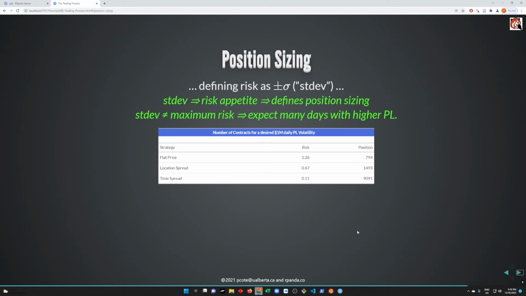So if we had $1 million of risk appetite, through simple mathematics we can convert this to how many contracts, in terms of position size, would be consistent with plus or minus $1 million as daily P&L volatility. You can see a fairly wide range, whereas flat price, being the most volatile, would result in lower positions, while the same level of risk deployed through a time spread would be a much higher position size given the lower P&L volatility.